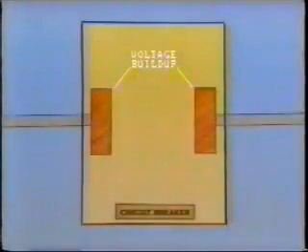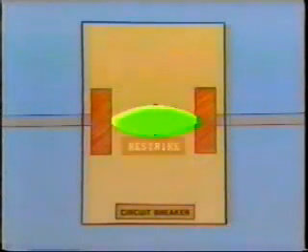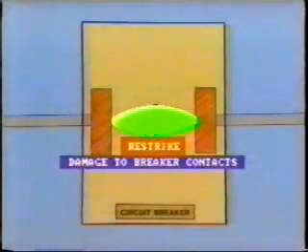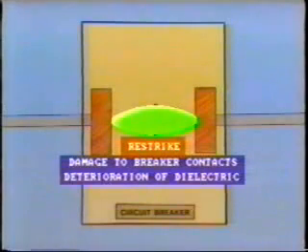When this happens, the arc is reestablished and current again flows. This dielectric breakdown is known as a restrike. It can cause serious damage to the breaker contacts, in addition to deterioration of the oil or gas dielectric. But how can this happen?